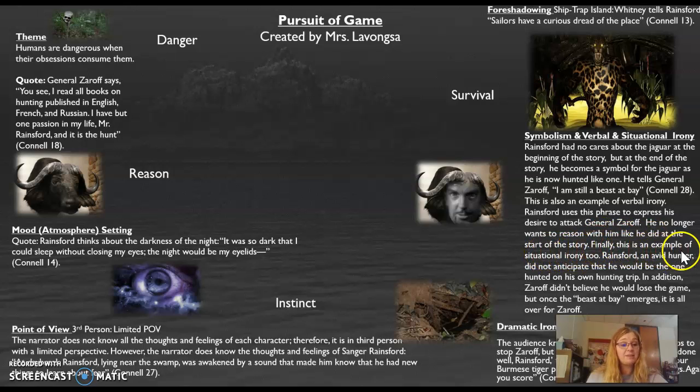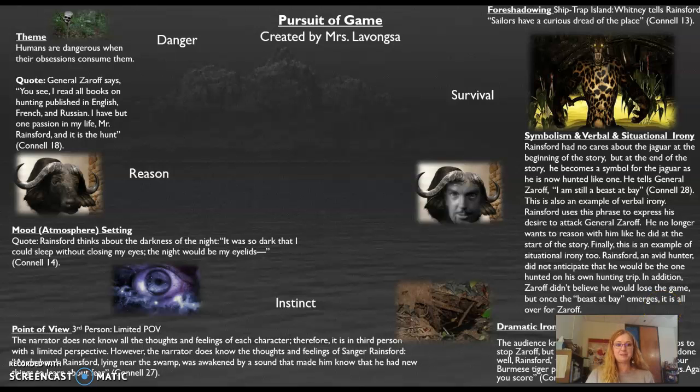Finally, this is an example of situational irony too. Rainsford, an avid hunter, did not anticipate that he would be the one hunted on his own hunting trip. Okay, so you've seen that situational irony where what he expected, the total opposite happened. In addition, Zaroff didn't believe he would lose the game, but once the beast at bay emerges, it's all over for Zaroff.